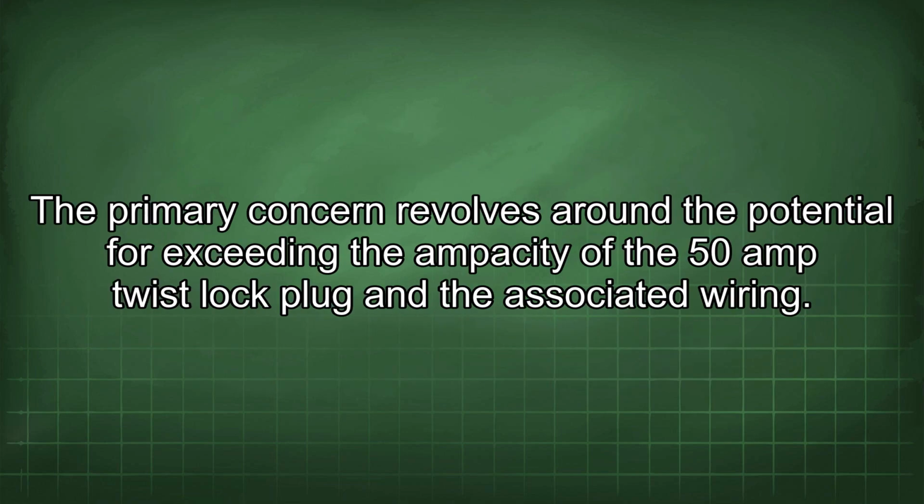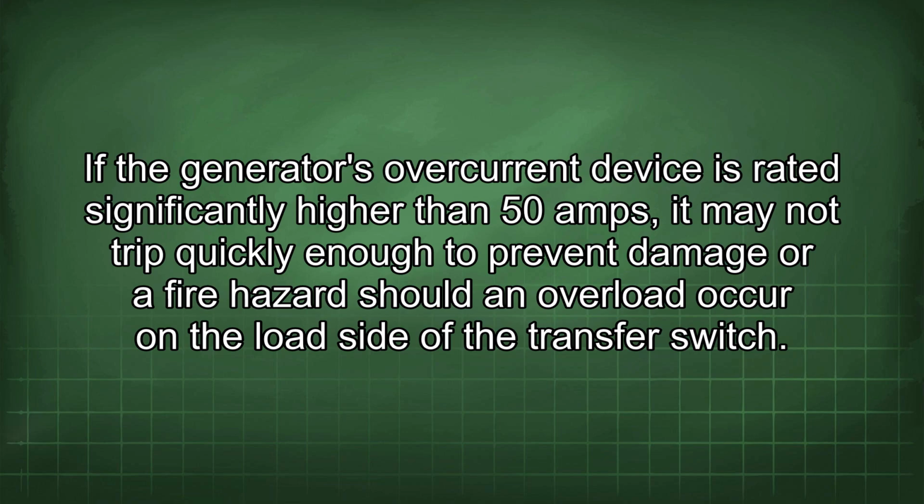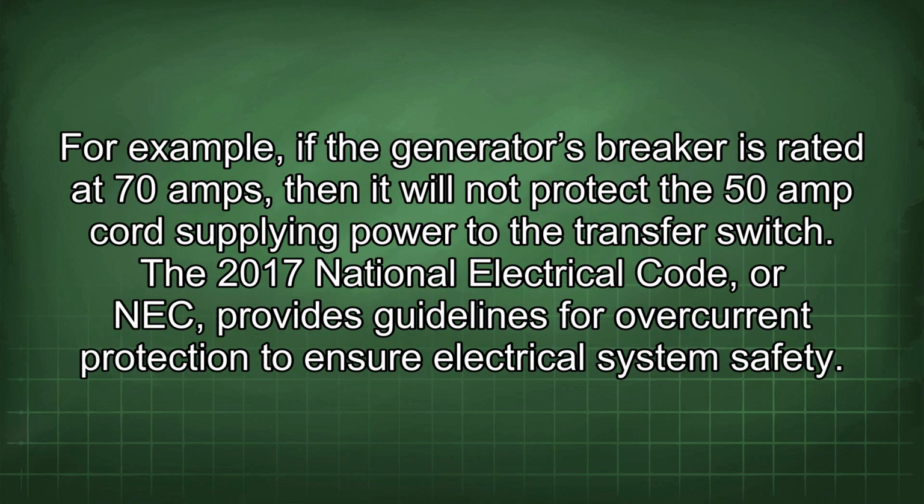The primary concern revolves around the potential for exceeding the ampacity of the 50 amp twist lock plug and the associated wiring. While the generator may have an overcurrent device, such as a circuit breaker, it is essential to verify whether its rating aligns with the weakest link in the circuit, which, in this case, is the 50 amp twist lock plug. If the generator's overcurrent device is rated significantly higher than 50 amps, it may not trip quickly enough to prevent damage or a fire hazard should an overload occur on the load side of the transfer switch. For example, if the generator's breaker is rated at 70 amps, then it will not protect the 50 amp cord supplying power to the transfer switch.